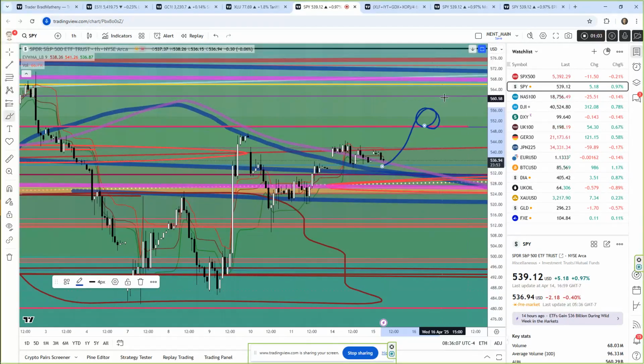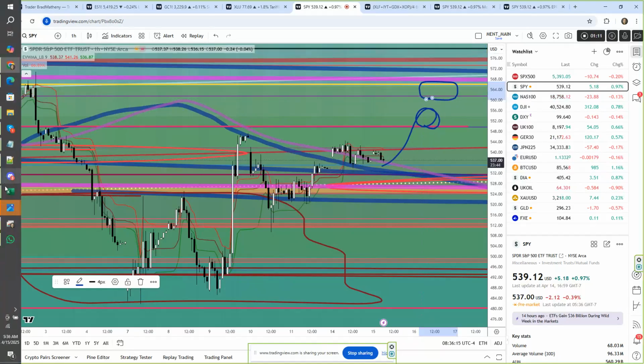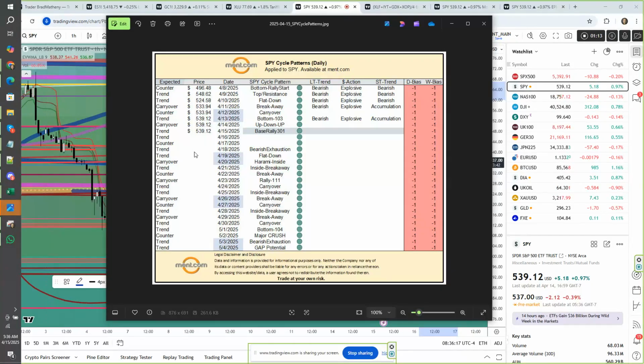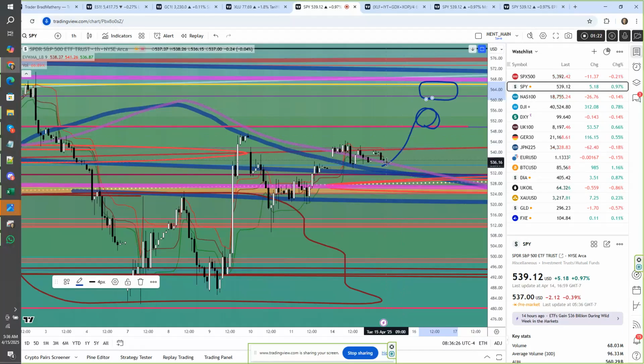Now, we may move up into the 560, 565 area, but that would be, in my opinion, an extended move. We do have a couple of days here, today and tomorrow, where we may move into some type of a rally mode. I am expecting some upward trending here.